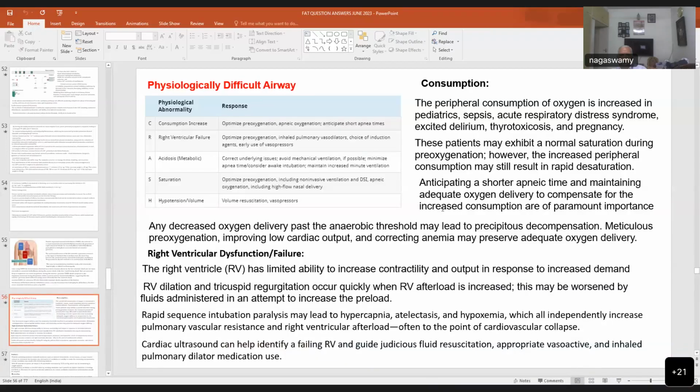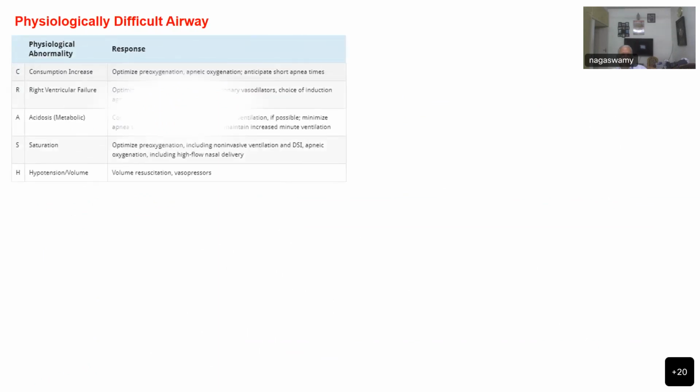So what we saw in the earlier one is the physiologically difficult airway. Okay? So this is an acronym. It is given in one of the articles, which helps you to remember the causes of physiological abnormality and how to deal with them. So this is a usual nice presentation. I'll just show that. So physiological abnormality of the airway is divided into CRASH, crash.